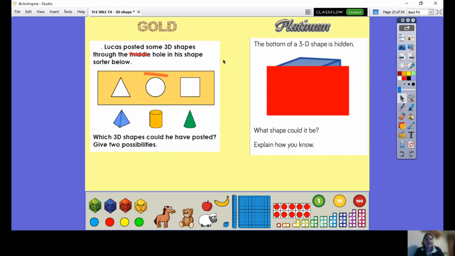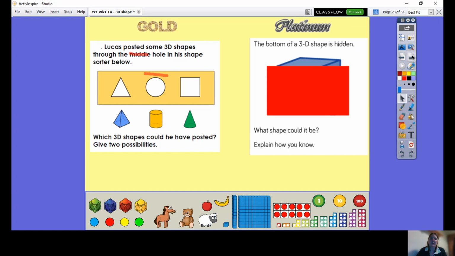The gold is very similar to what we've just done. It says here that Lucas posted some 3D shapes. He posted them through here, this shape here. Which of these shapes, and you can give two possibilities, would fit through that hole? And then the platinum, the bottom of the 3D shape is hidden. What shape could it be? So what, if we took that away, what could that shape be?